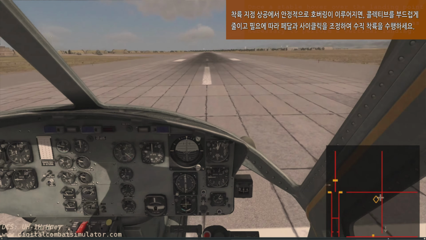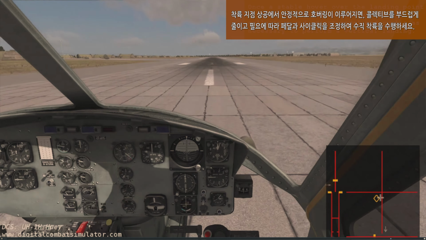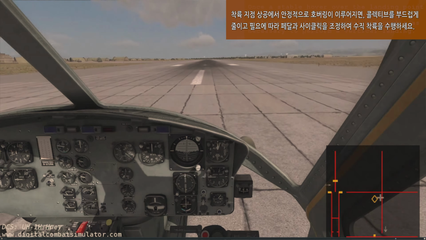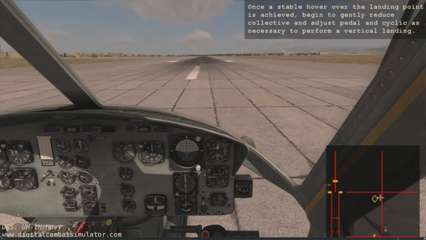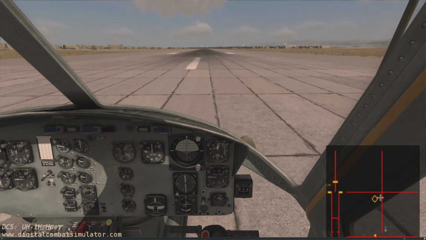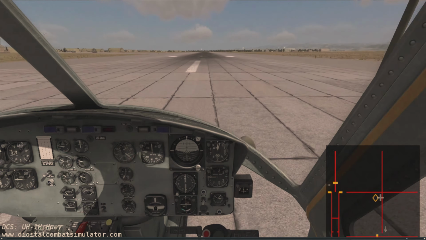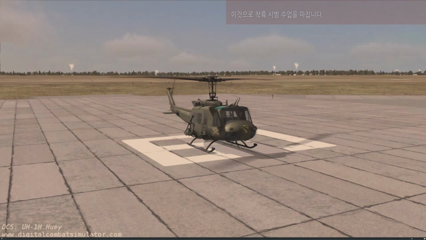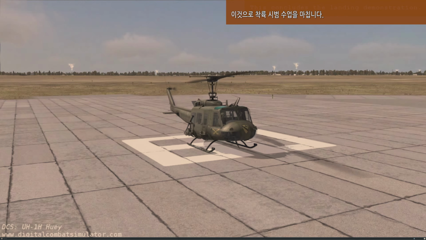Once a stable hover over the landing point is achieved, begin to gently reduce collective and adjust pedal and cyclic as necessary to perform a vertical landing. This concludes the landing demonstration.